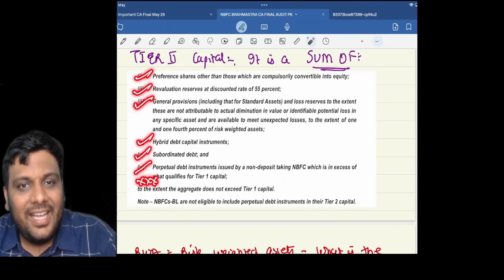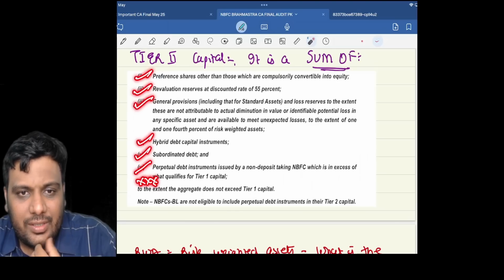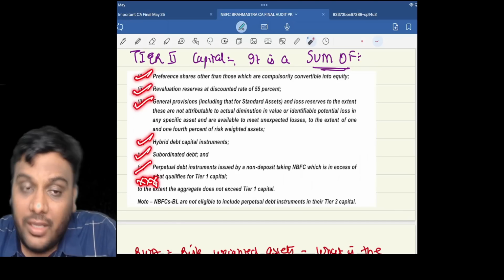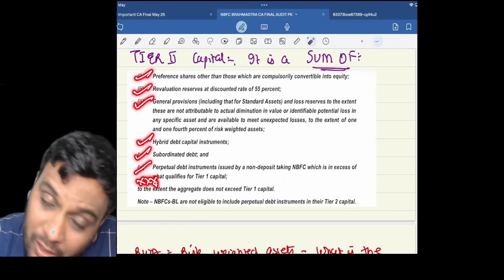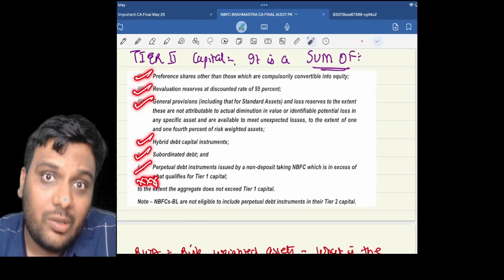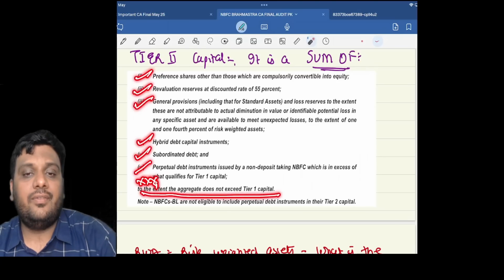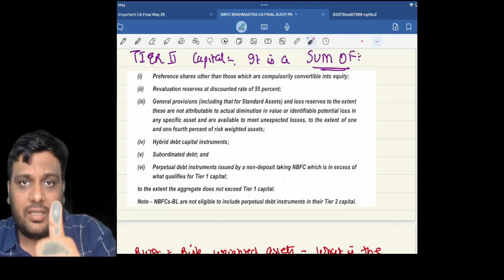That means if tier 1 capital is 1000 crores, and tier 2 capital becomes 2000 crores, then you will include only to the extent of tier 1. You will restrict the tier 2 figure to 1000 crores. So under any circumstances, tier 2 cannot exceed tier 1. Am I clear with this? Yes, sir.